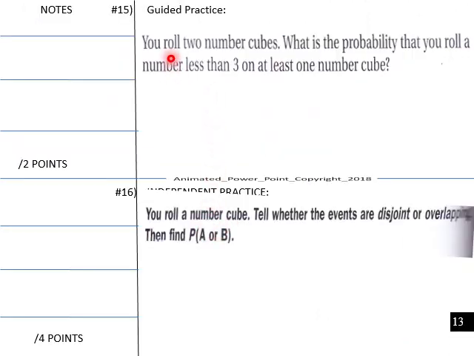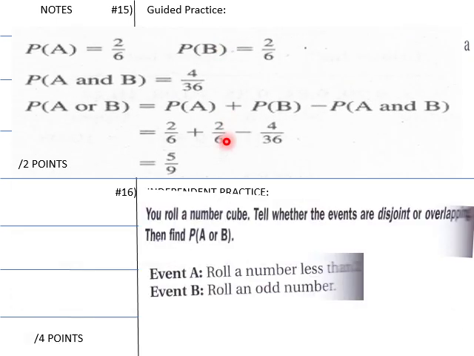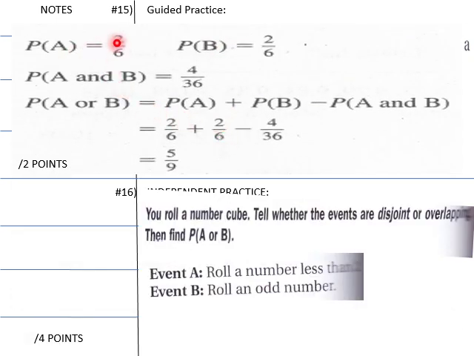Let's try one down here now. You roll 2 number cubes. What is the probability that you roll a number less than 3 on at least one number cube? So what is the probability that you will roll a number less than 3? It'd be 2 out of 6 for probability of A. Probability of B would be 2 out of 6 as well. So probability of A and B would be 4 over 36, 2 over 6 squared, which is 4 over 36.